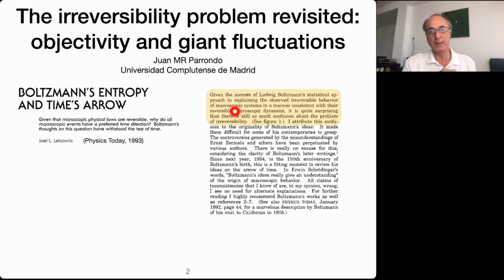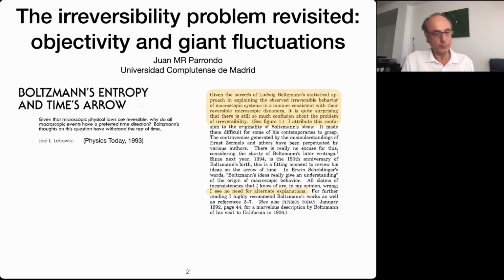He says that given the success of Ludwig Boltzmann's statistical approach in explaining the observed irreversible behavior of macroscopic systems, it is quite surprising that there is still so much confusion about the problem of irreversibility. And it's true that very relevant researchers like Prigogine thought that there should be something else. There should be some irreversibility in the microscopic dynamics or some further explanation. So they were not completely satisfied by Boltzmann's explanation.